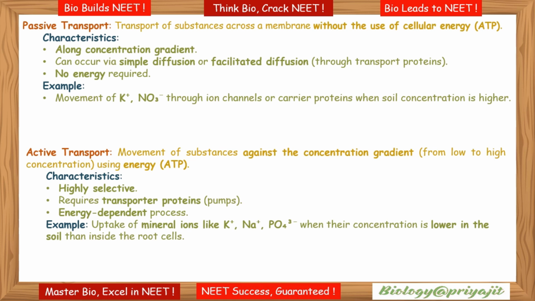There is no energy required in this process. Movement of potassium nitrate through ion channels or carrier protein occurs when soil concentration is higher. Active transport: movement of substances against the concentration gradient, from low to high concentration, using ATP or energy is called active transport. Its characteristics: highly selective and requires transporter protein or pump.